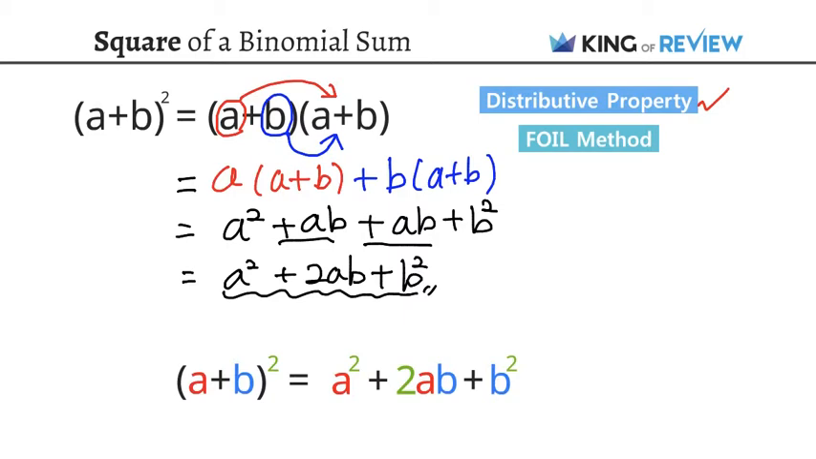Okay, let's sing together. A squared b squared plus 2ab. Okay, can you do it again? A squared b squared plus 2ab.